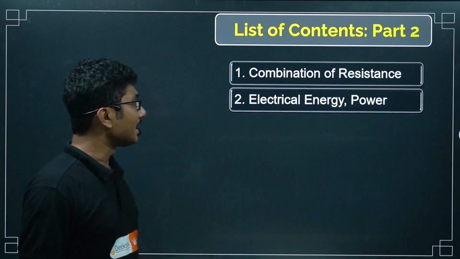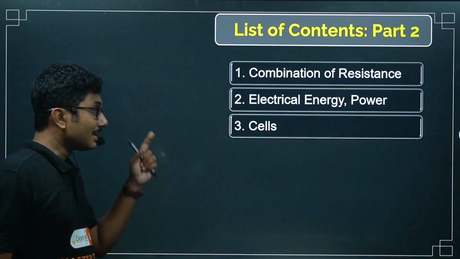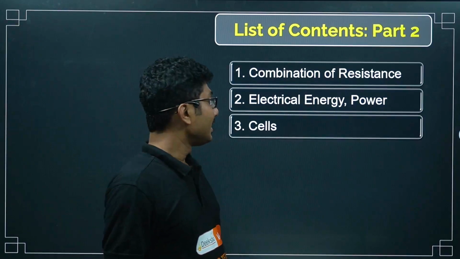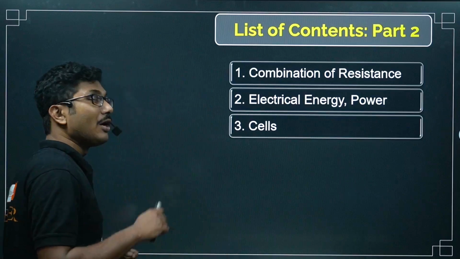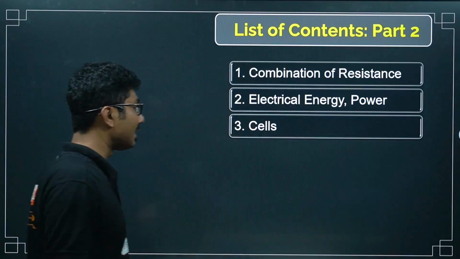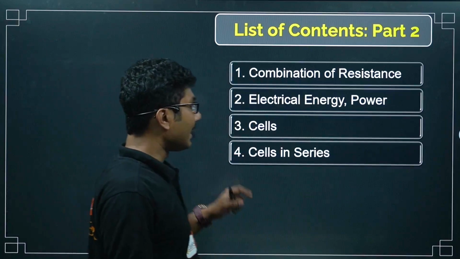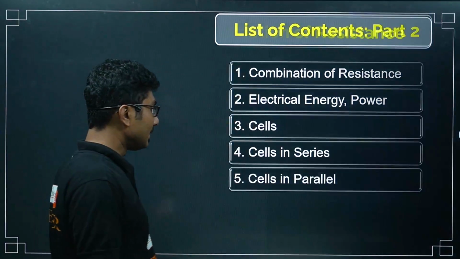Next we are starting with electrical power, energy. Then we will go to cells. This is electrical cells. Other name of the cell is battery, but cells and battery are not the same. I will tell you briefly what is the difference between a cell and a battery, and then we are going to discuss cells in series and cells in parallel.